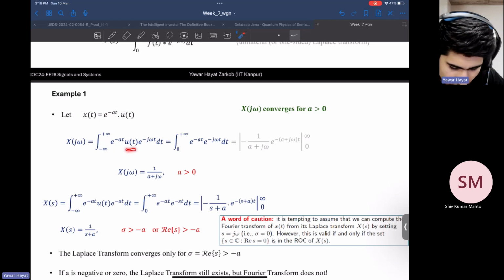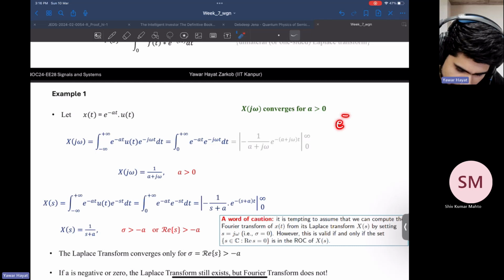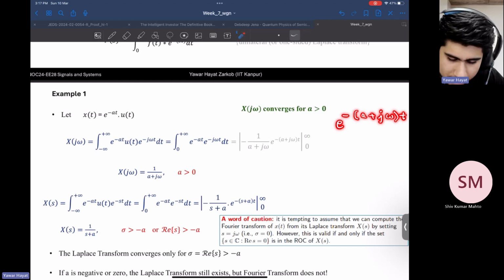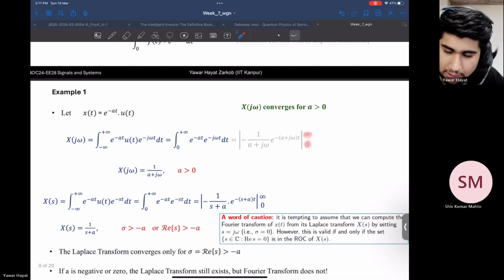So since we have u of t in this integral, I'll change the limit to 0 to plus infinity, right? So I'll be left with exponential of minus a t, exponential of minus j omega t dt, and integral limits are from 0 to plus infinity. Okay, now this exponential can be clubbed as exponential of minus a plus j omega t, right? And what is the integral of that? The integral of this exponential has been shown here, right? And the limits are from 0 to infinity.